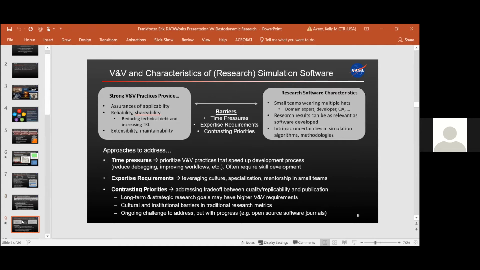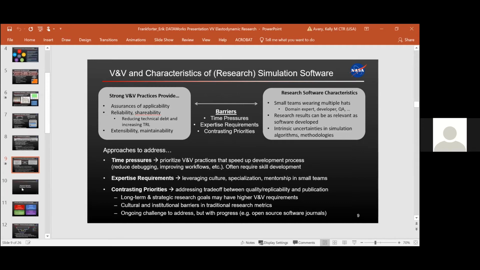So what strong V&V practices provide, and I feel like I might be preaching to the choir here, so I don't want to spend too much time on that, but assurance of applicability, reliability, shareability, being able to extend, being able to push up your technological readiness level, your TRL, in use cases where there's still maybe some questions to the fundamental applicability of a given algorithm.